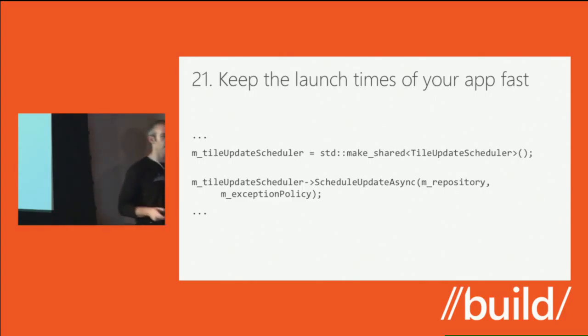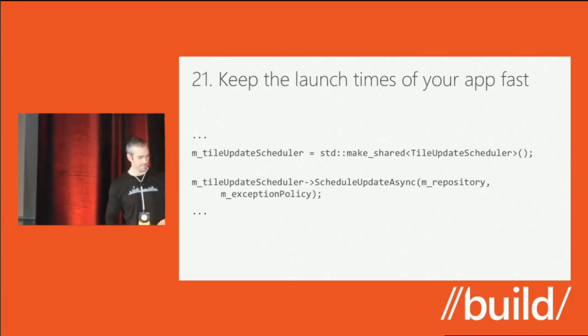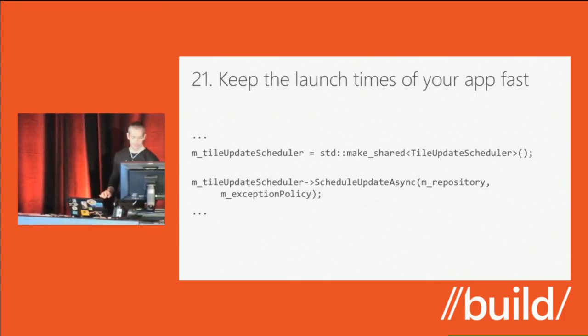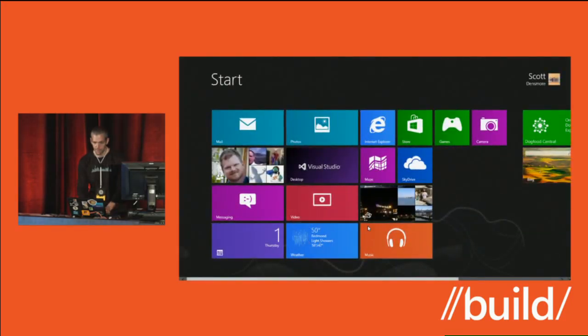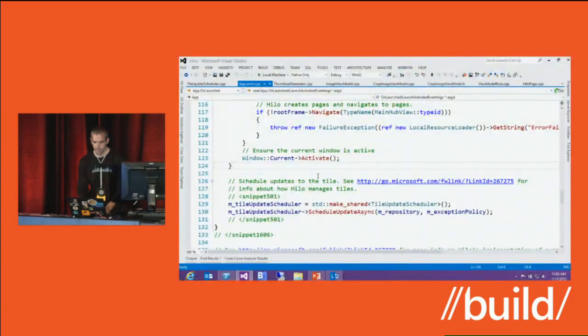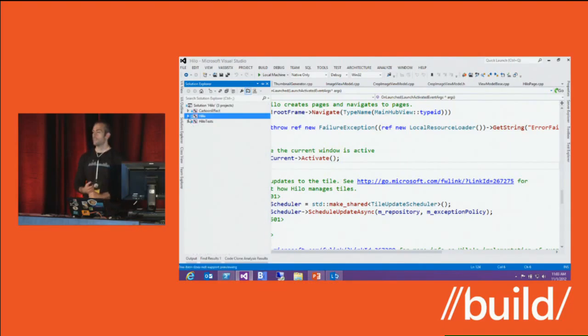So I want to show you that code because, we've gone through a lot of slides, but I want to show you a little bit of that code here just to give you a taste of what things look like. Hopefully. So let's go back. Where's my desktop? There we are. So this is just to give you a little peek. This is Hilo. You can download this. It's part of the Windows SDK.